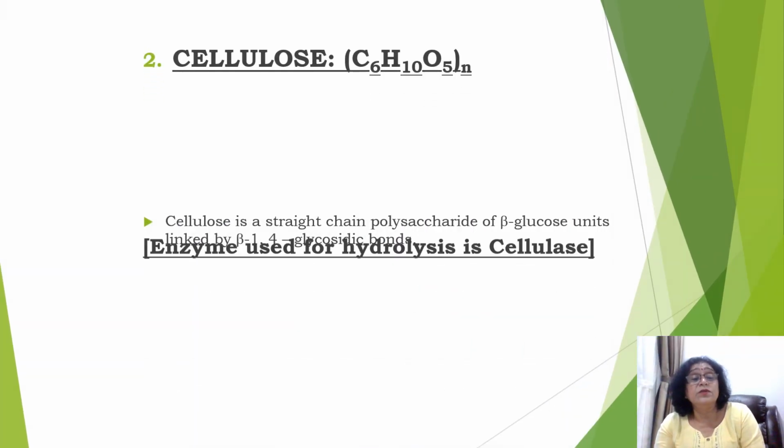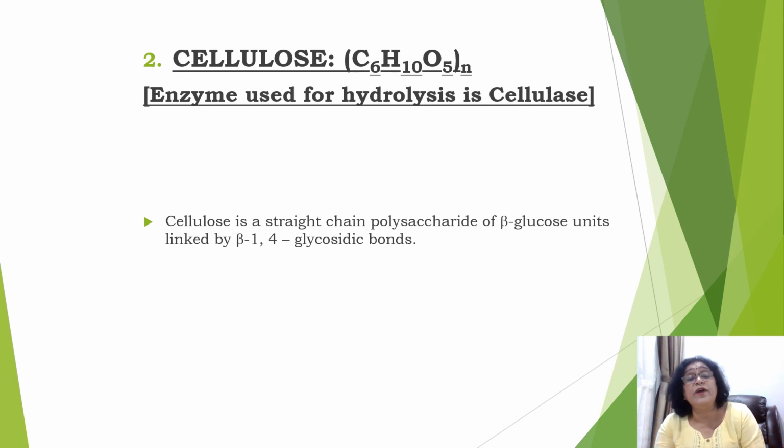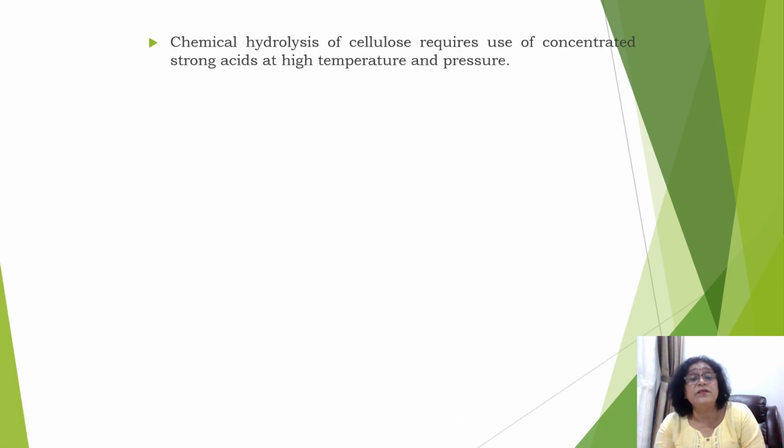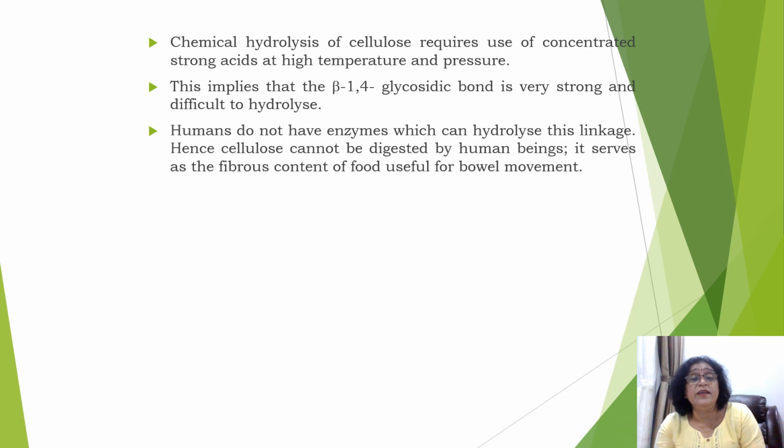Next is cellulose. Cellulose also has the formula (C6H10O5)n. The enzyme used for hydrolysis is cellulase, and the difference between cellulose and starch is that cellulose is made up of beta D glucose. The monomer for cellulose is beta D glucose, and the linkage is beta-1,4 glycosidic linkage. Humans do not have the enzymes to digest cellulose. Cellulose forms a fiber, and it does not give a color with iodine.